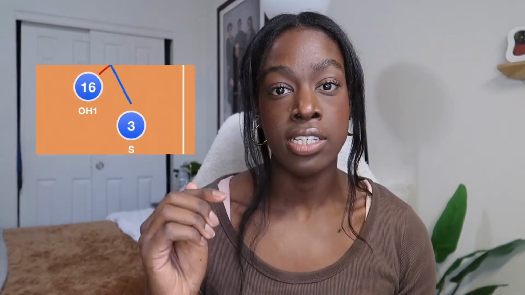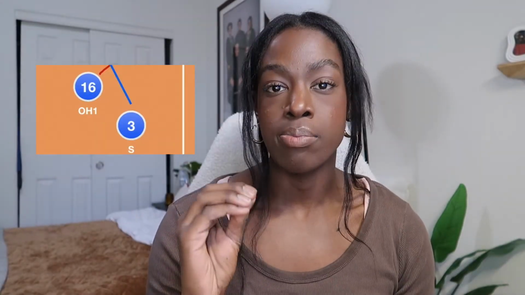Again, here the overlapping rules apply. Since OH1 is front row and the setter is back row, OH1 has to be in front of the setter. Same thing for OH1 and OH2. OH1 is front row, they have to be slightly in front of OH2. Now, it doesn't need to be a drastic difference. Since you are in serve receive, you want to have generally your players in a straight line, but OH2 does have to be slightly behind OH1. And same with the libero, they have to be behind OH1.